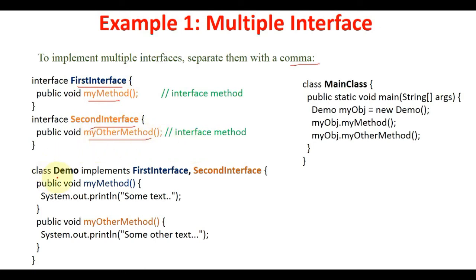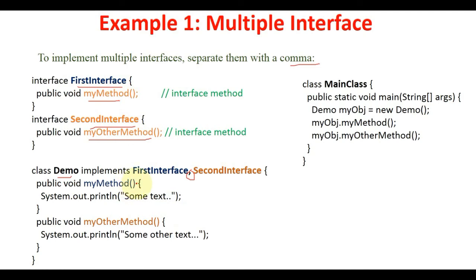Then we have a class, demo class, which implements multiple interfaces altogether. First the first interface and then the second interface. We can do it in a single line. We just need to say class demo implements first interface, then use a comma, and then mention the second interface. So in a single line it will implement two different interfaces.